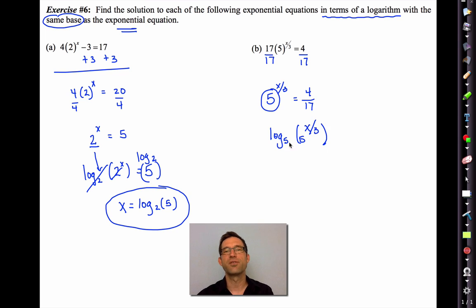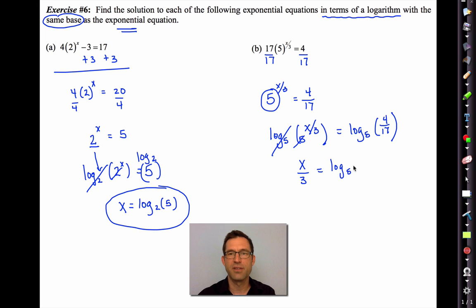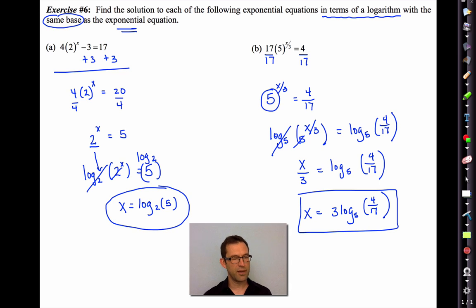So I'm going to do the log base 5 of 5 to the x divided by 3 equals the log base 5 of 4/17. Now again, the idea is that these just cancel, and we're left with x divided by 3 is the log base 5 of 4/17. And then, of course, I can multiply both sides by 3 and get 3 log base 5 of 4/17. Is that what I left that answer as?